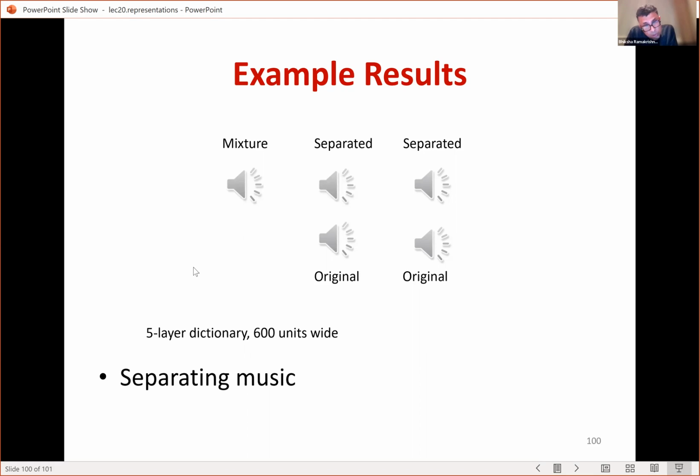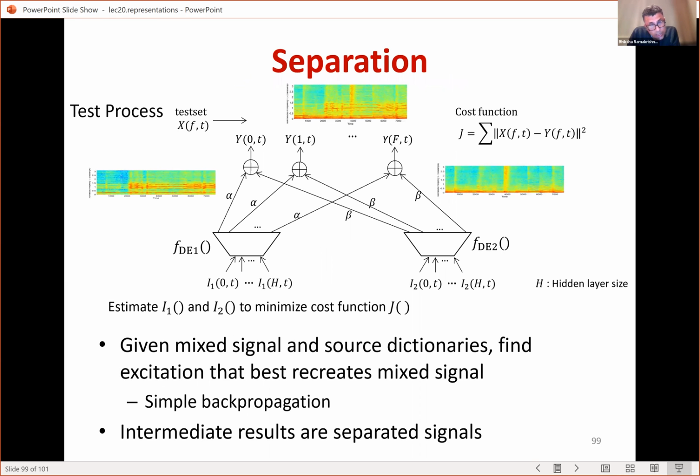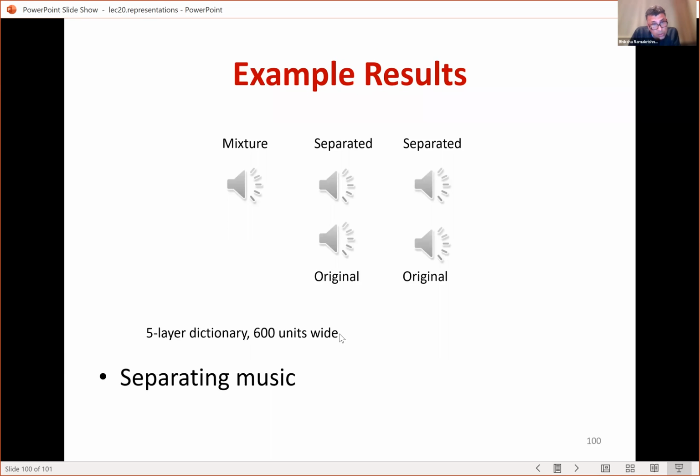So this is a mixture of two instruments, one a wind instrument, one a string instrument. And these dictionaries were the decoders of an autoencoder. Each of them had 5 layers, 600 units wide. And here's what it separates out for the first source.